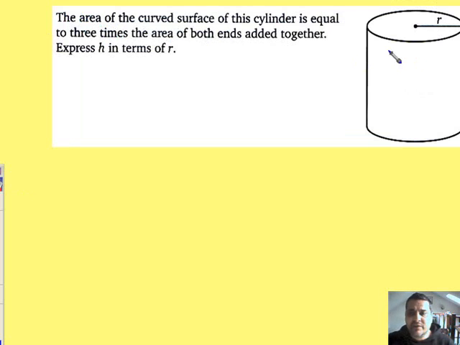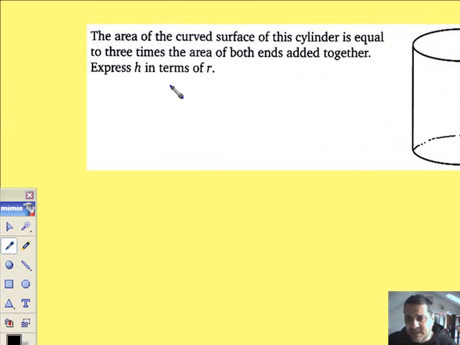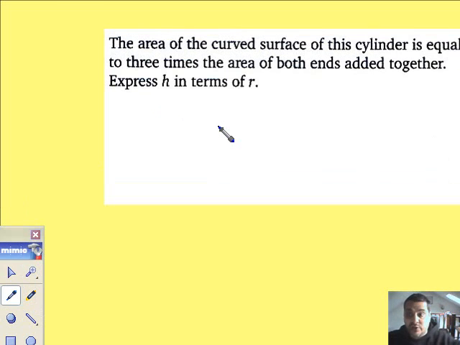The area of the curved surface, I mean the curved surface, right? Not that bit, that's the bottom bit, and that's also got radius r. I mean this part here that you can unravel. So the area of the curved surface of this cylinder is equal to 3 times the area of both the ends added together. Express h in terms of r. Well, that's just one sentence, we've got to do it.